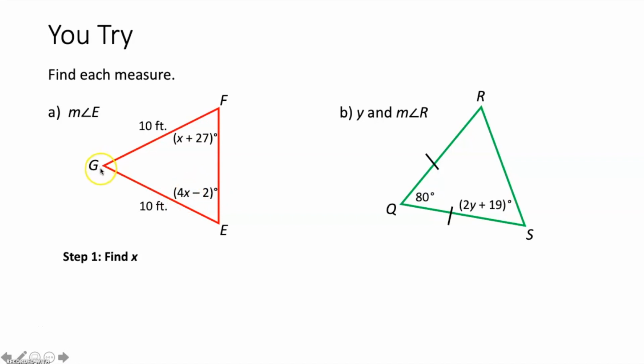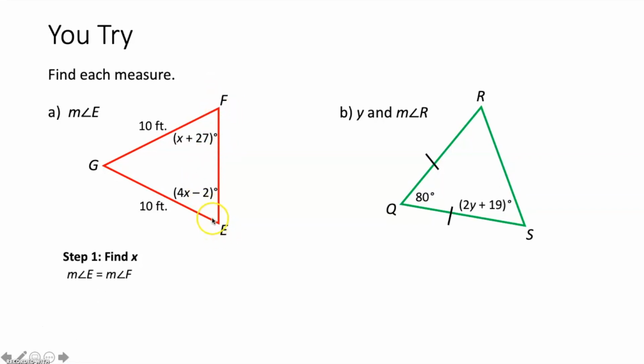Well, I know that the measure of segment GF is equal to the measure of segment GE. So by the isosceles triangle theorem, since I know this is an isosceles triangle, these are congruent, that the base angles are congruent. So these two, angle F and angle E, must be our base angles because they're opposite the congruent sides. So if these are congruent, then I can set their measures equal to each other, right? The measure of angle F must equal the measure of angle E.